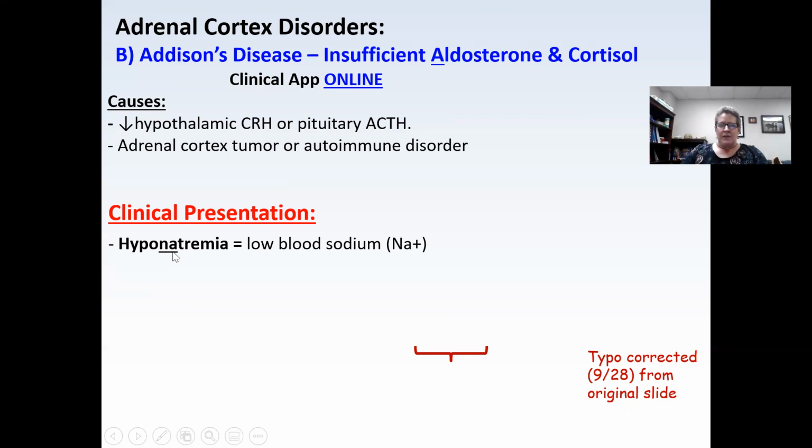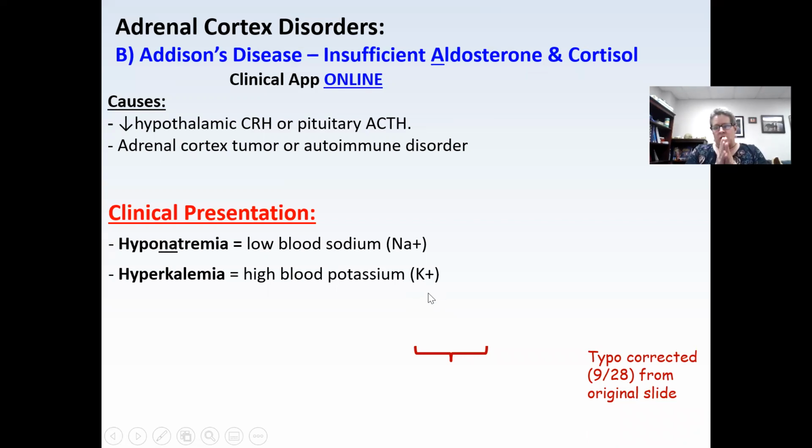And the Na here, I've underlined, is the symbol for sodium. Okay, you'll also have high blood potassium or hyperkalemia. So the K in kalemia stands for the symbol for potassium, which is K.